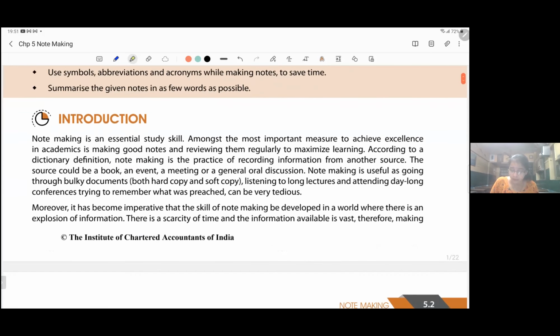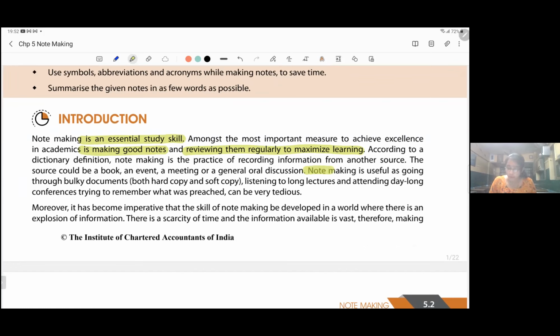Note making is an essential study skill in academics, making good notes and reviewing them regularly to maximize learning. Mostly whenever you are studying, you are making notes about particular topics or chapters. So this is one type of note making that you will learn: how much I should take from each chapter and how important it is. How to make notes, this will teach you all.